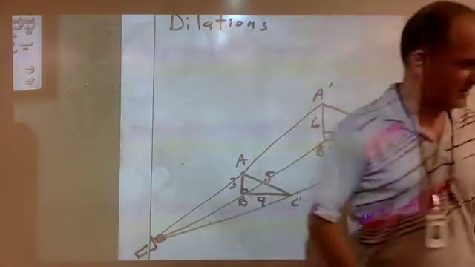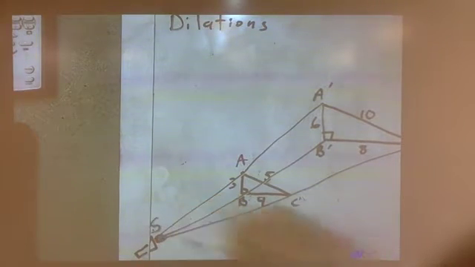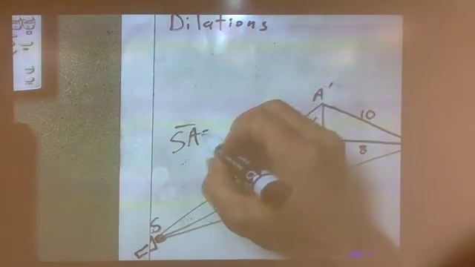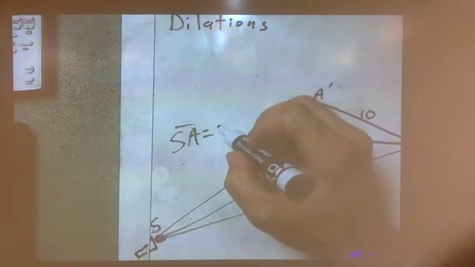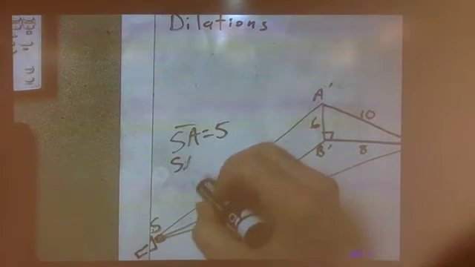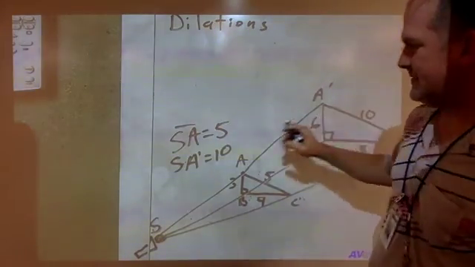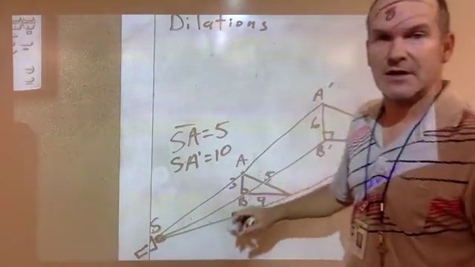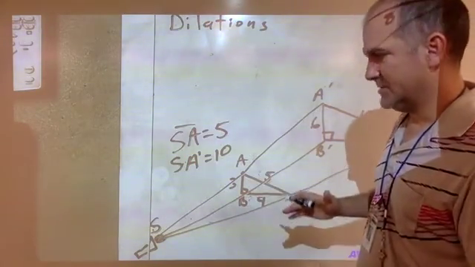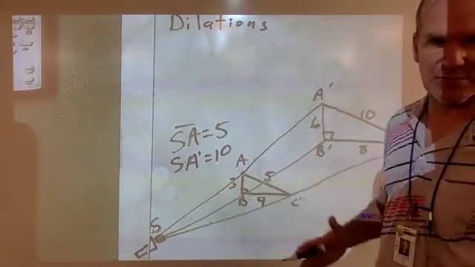So let's look at this distance right here. From our starting point, we'll call that S for starting point, to A. So the distance of SA, we'll say, is equal to 5. That means the distance of SA prime is equal to 10. That point is twice as far away from our starting distance as A, because the scale factor is 2. The scale factors work for distance and the individual shapes.